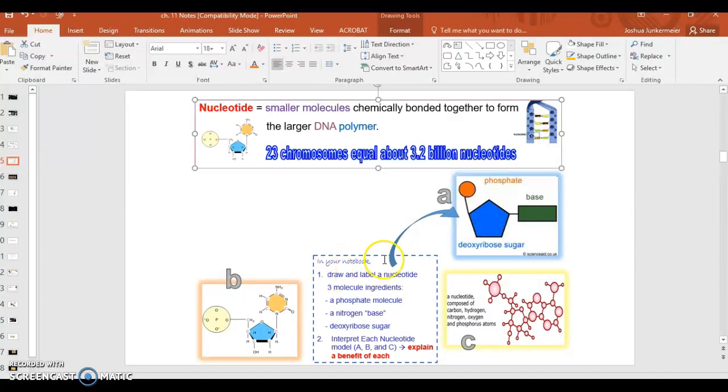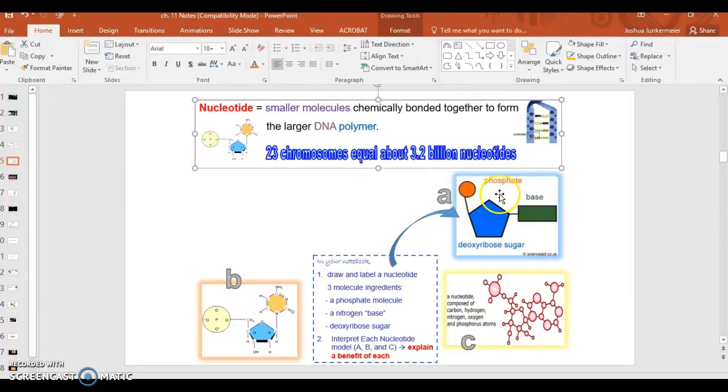Alright, so in your notebook for slide 5, it says draw and label a nucleotide. So copy this down and label this part as phosphate, this part as deoxyribose sugar, and this part as base. Next, it says interpret each nucleotide model. You have model A, model B, and model C. What is the benefit of each? Why would an artist draw a nucleotide like this?